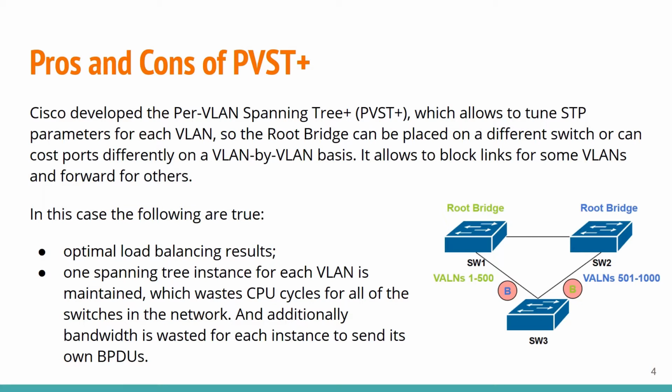Optimal load balancing results. One spanning tree instance for each VLAN is maintained, which wastes CPU cycles for all of the switches in the network, and additionally bandwidth is wasted for each instance to send its own BPDUs.